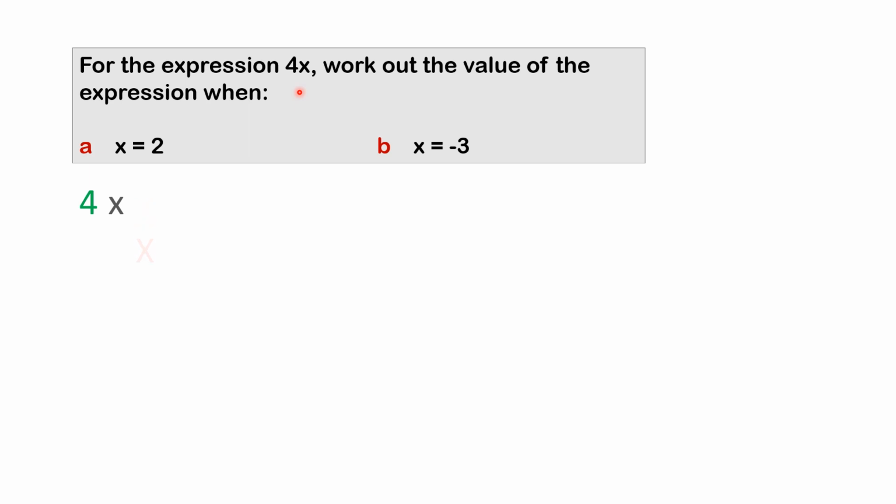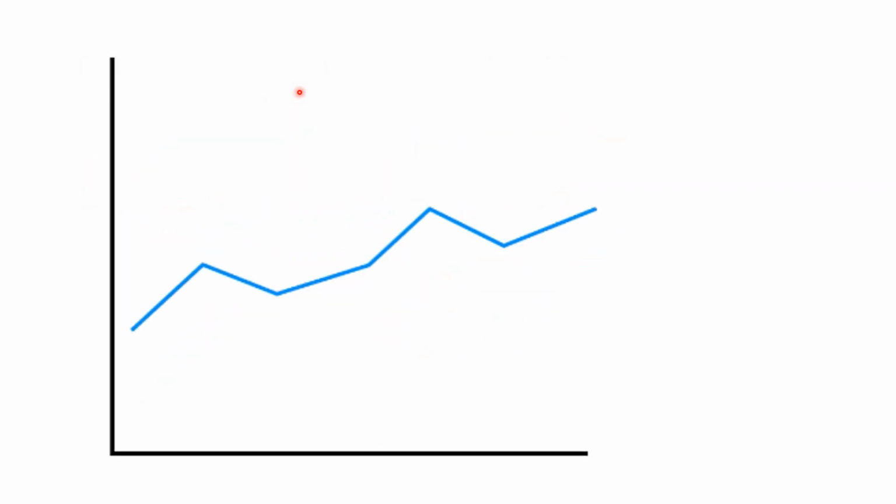So bring out the x, add the 2, 4 times 2 is equal to 8. Same thing with b, 4 times negative 3 is equal to negative 12. Now let's move on to graphs.